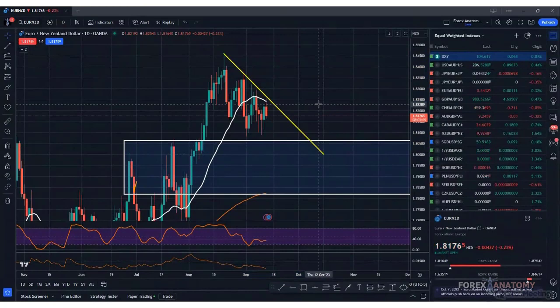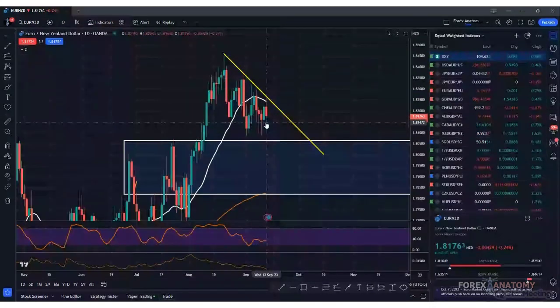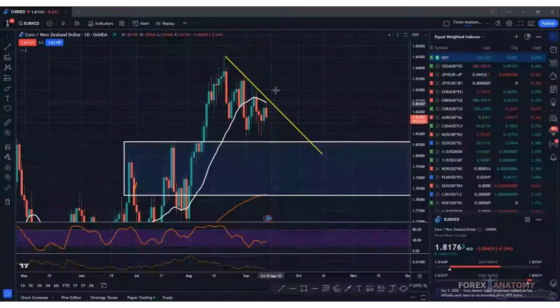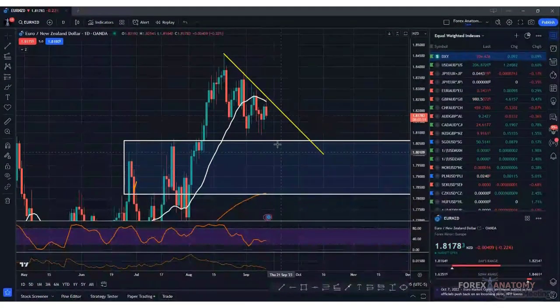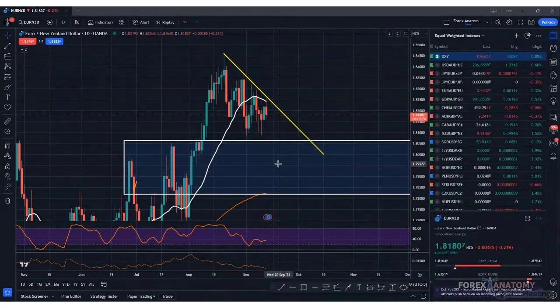So, of course, we see this here, and what we can assume is that until price breaks this trend line, we're not 100% certain that we're going to see a bullish continuation. We could see a deeper push into this daily or weekly zone of support or demand. So that's just something to bear in mind.